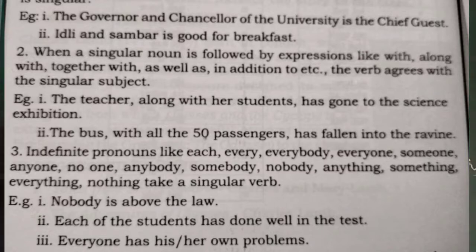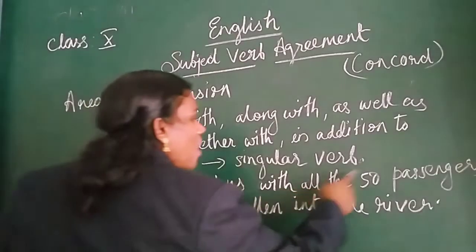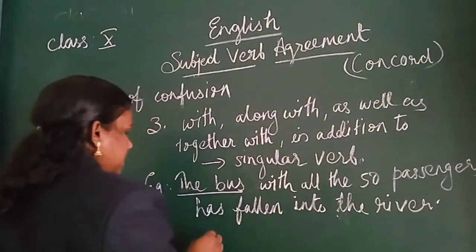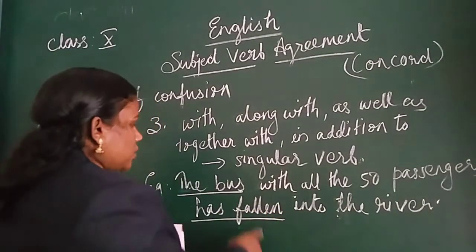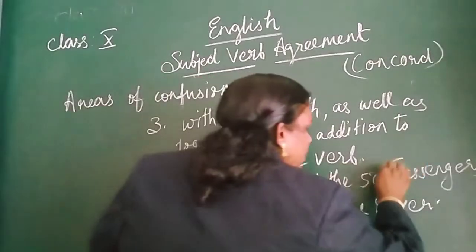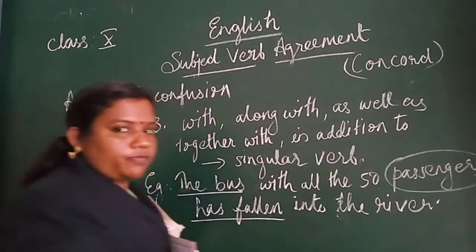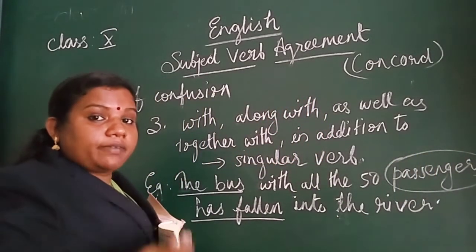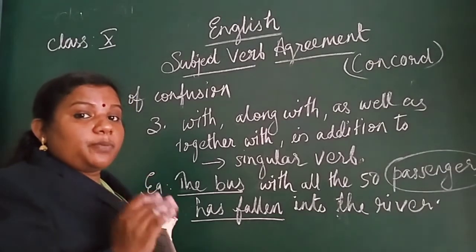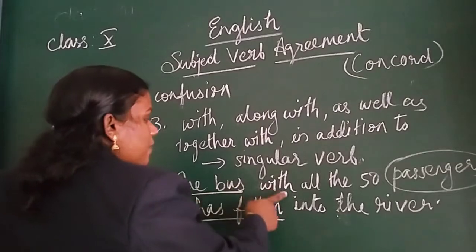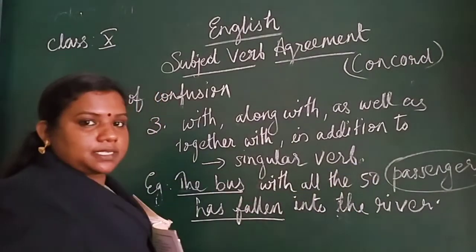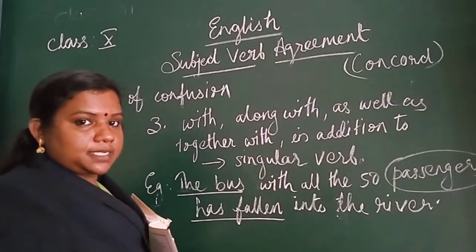Okay, here you see, this is the subject, the bus. The bus with all the 50 passengers, what is the verb? Has fallen. Actually, here you see passengers, it's a plural form. So there we will have a tendency to use a plural verb. But here you see the bus with all the passengers, all the 50 passengers.